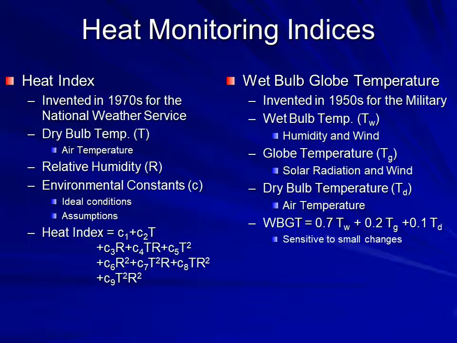This slide shows the mathematical formulas for both. As you can see, heat index is a very complicated calculation with several environmental constants. These constants are based on ideal conditions and assumptions, such as the average height and weight of a person, amount of clothing worn, core temperature, sweat evaporation rate, etc. The wet bulb globe temperature, in comparison, is relatively simple and sensitive to small changes in weather variables.